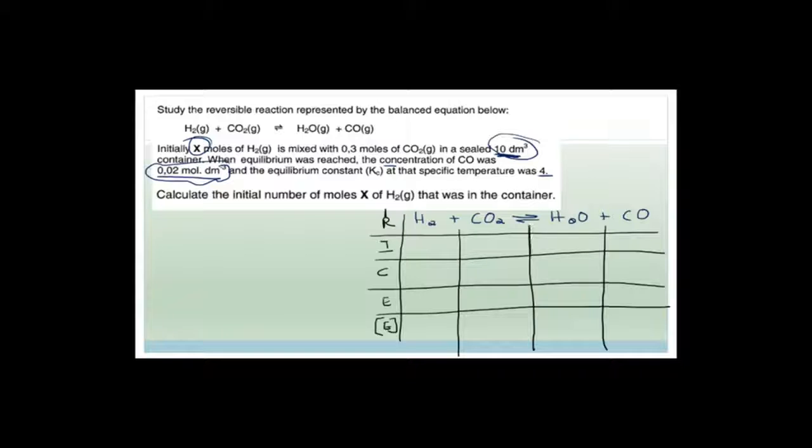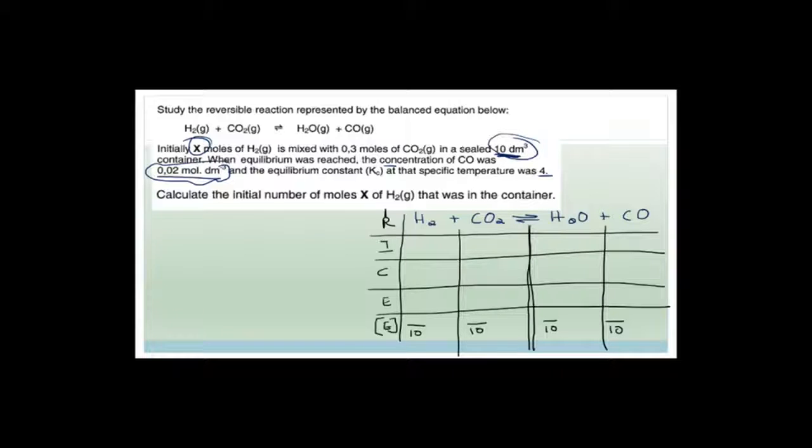Please use a ruler to draw your pretty table. Okay, and this is the concentration, and we've got line, and line, and line. And I tend to put a double line here just to help me understand what I'm doing. We know that the volume of the container is 10, so I'm going to divide this by 10, divide this by 10, divide this by 10, divide this by 10.